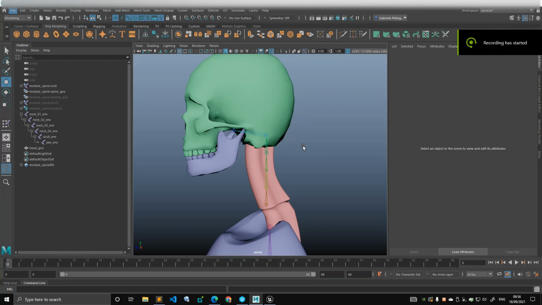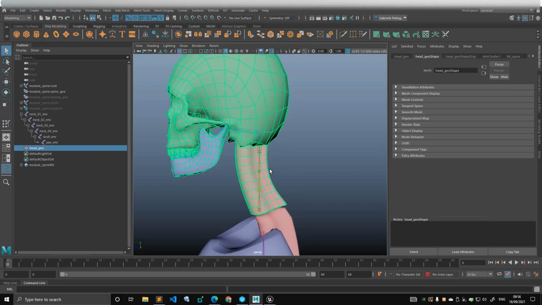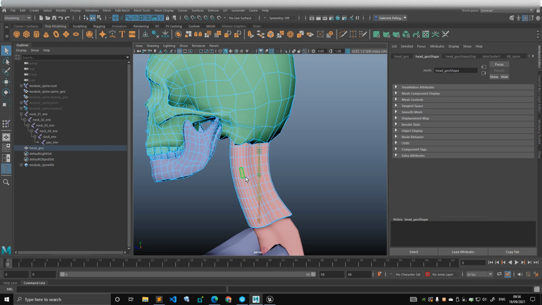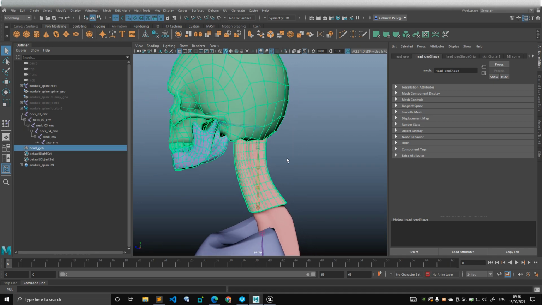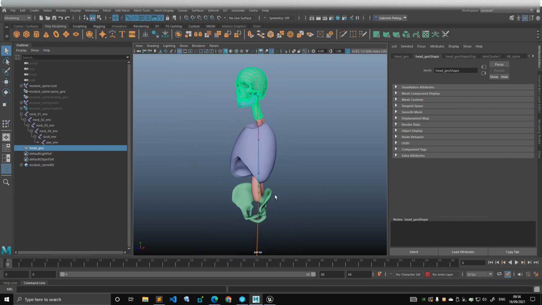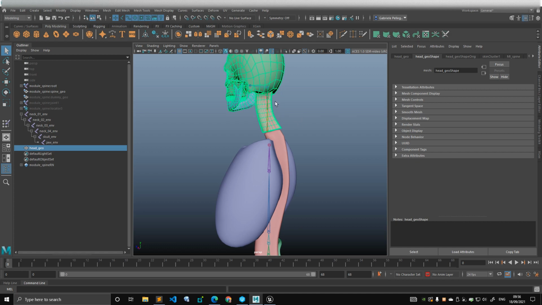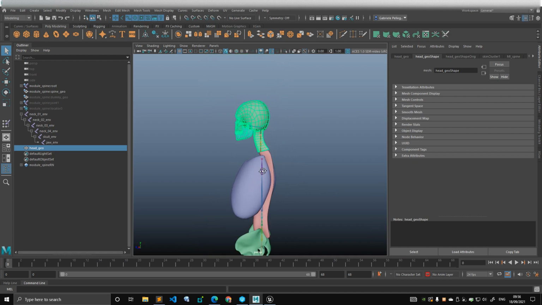Hi guys, this is the first video about the head module, and by that I mean the combination of the skull, the jaw and the neck structure. For this video we're going to analyze it a little bit the same way we have done with the spine. That's why I referenced it in and shaded the geometry, so there is consistency with the shading.